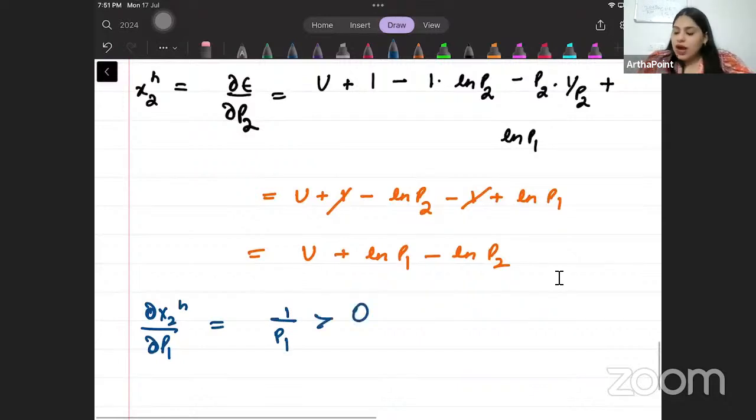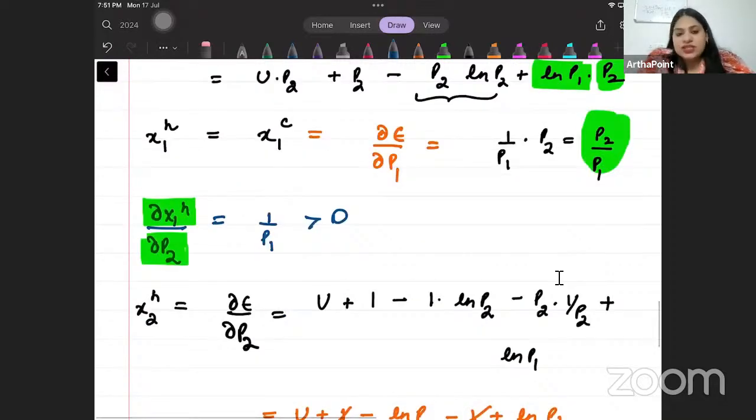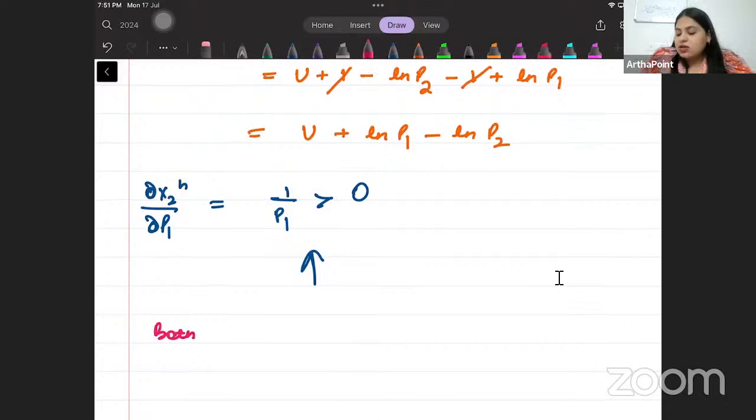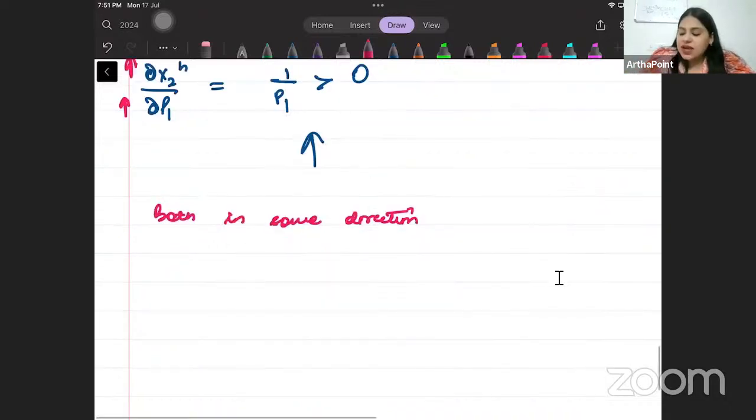So I see that when I differentiate this or I differentiate this, I am going ahead and getting both of them as positive. Both of them are coming as positive. So they are going in the same direction, right? So we can write that both in same direction. And what is it telling me? That when price of one increases, demand of other is increasing, which means that net substitute.